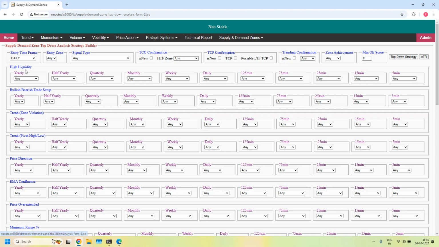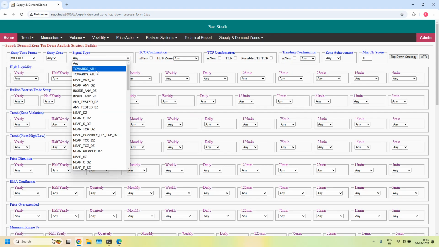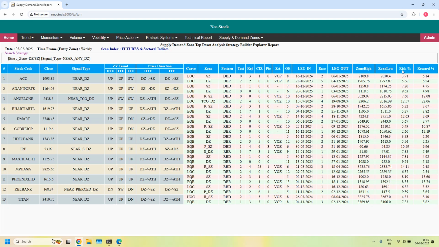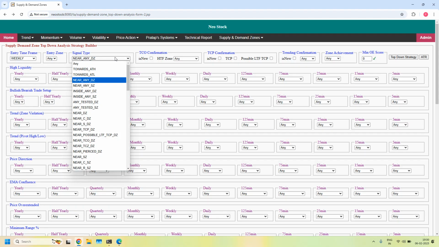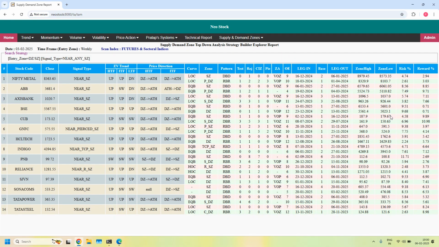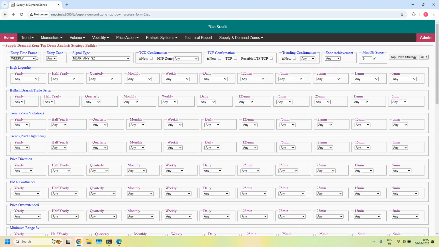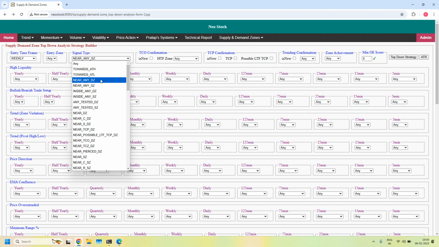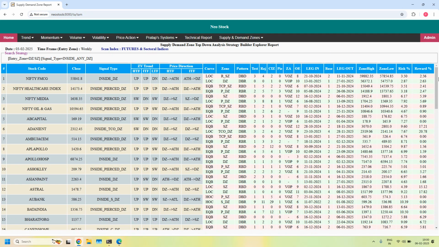Next time frame is weekly. Stocks near weekly demand zone, we got 13 stocks. Next, weekly time frame, stocks near weekly supply zone, we got 14 stocks. Next, weekly time frame, price closed inside the weekly demand zone, we got 65 stocks.